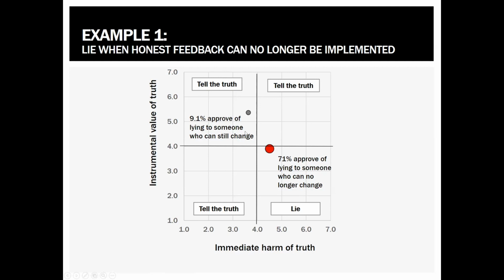It has high instrumental value. The vast majority of people think it's ethical to tell the truth. And yet, when the person cannot change, right, there's lower instrumental value, it's a little bit more harmful. And now we see the majority of people thinking the ethical response is to lie.